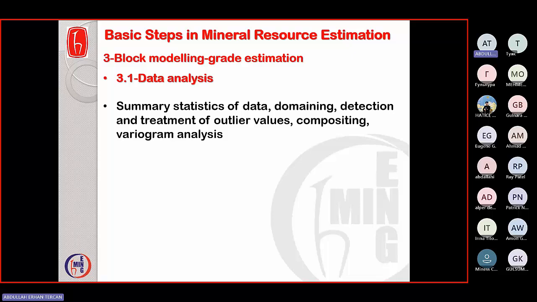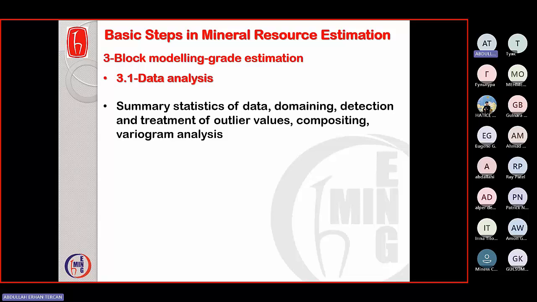Domains are homogeneous geological zones that show similar characteristics in grade. You must determine such domains in a mineral deposit because estimation methods such as kriging and other estimation methods work in these domains. You must detect outlier values in the data set. Outlier values are the values that are significantly different from background values. In addition to the detection of outlier values, you need to determine how you treat these outlier values in the grade estimation, because they affect the estimates significantly.